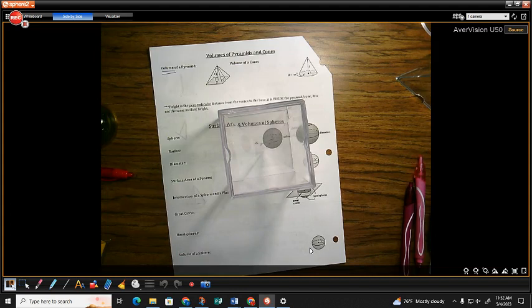So is the pyramid how much of the prism? A third. A third. What about if they were round? It's still going to be a third, if they have the same base and the same height. Do you think it's still a third?